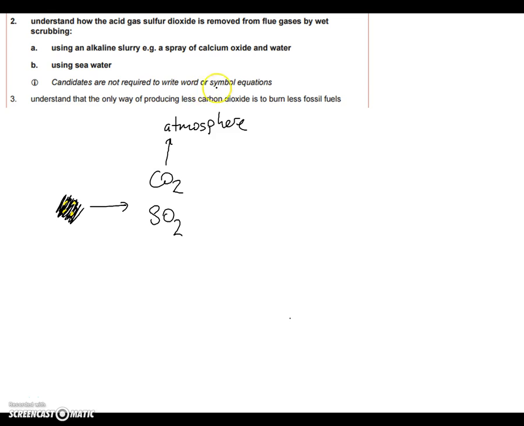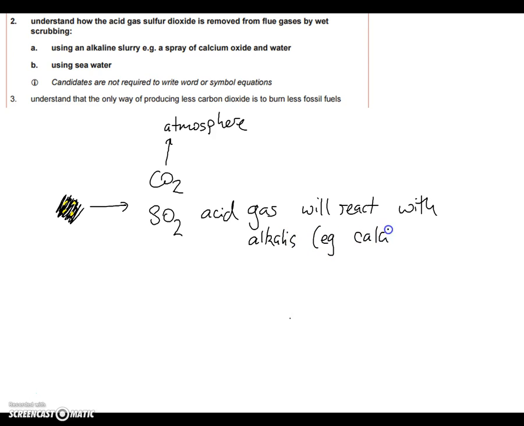Note here that you're not required to write word or symbol equations, you just need to understand the process. So use of alkaline slurry, so sulfur dioxide, because it's an acidic gas, will react with alkalis, e.g. calcium oxide, to make salt and water. And then these can be disposed of safely.